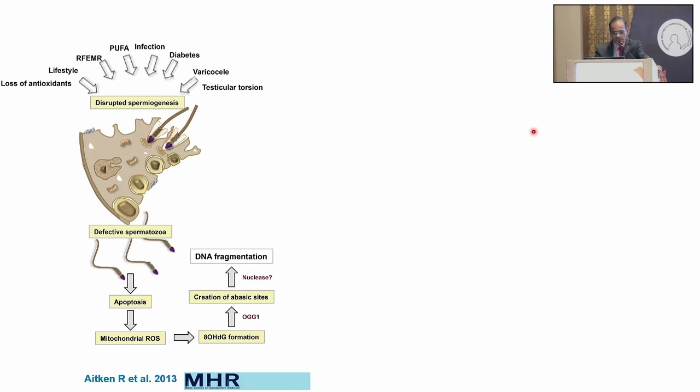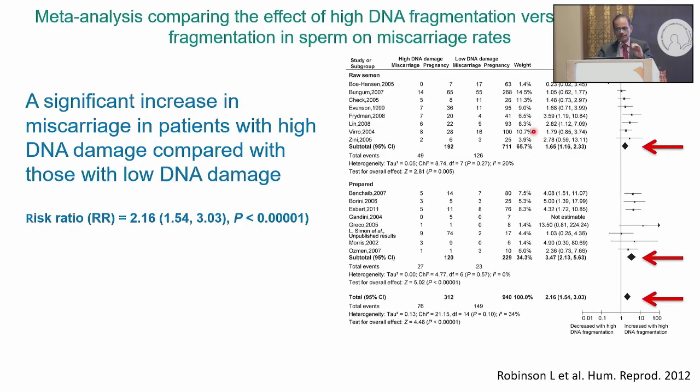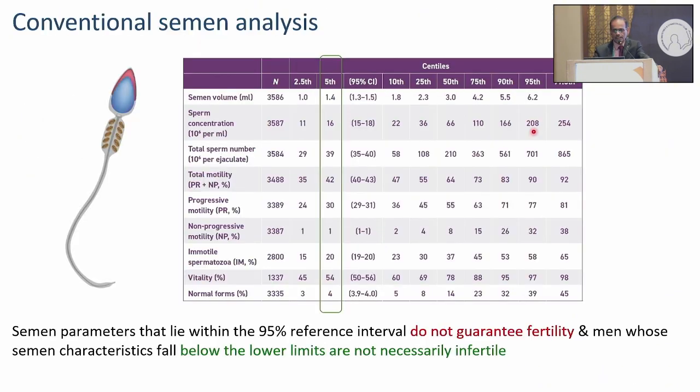Another important topic being discussed these days is sperm DNA fragmentation. We know that there are several causes for sperm DNA fragmentation. It's multifactorial. About 10 years ago, we showed that poor quality ejaculate and advanced age are associated with increased sperm DNA damage in infertile men. And now it is very clear that there is a strong association between sperm DNA fragmentation and increased risk of miscarriage in the partners. Unfortunately, conventional semen analysis does not address nuclear integrity, or genetic or epigenetic integrity. Though the semen profile is above the 5th percentile, there is always a disclaimer attached to conventional semen analysis, which means anything above the reference range cannot guarantee fertility and vice versa.